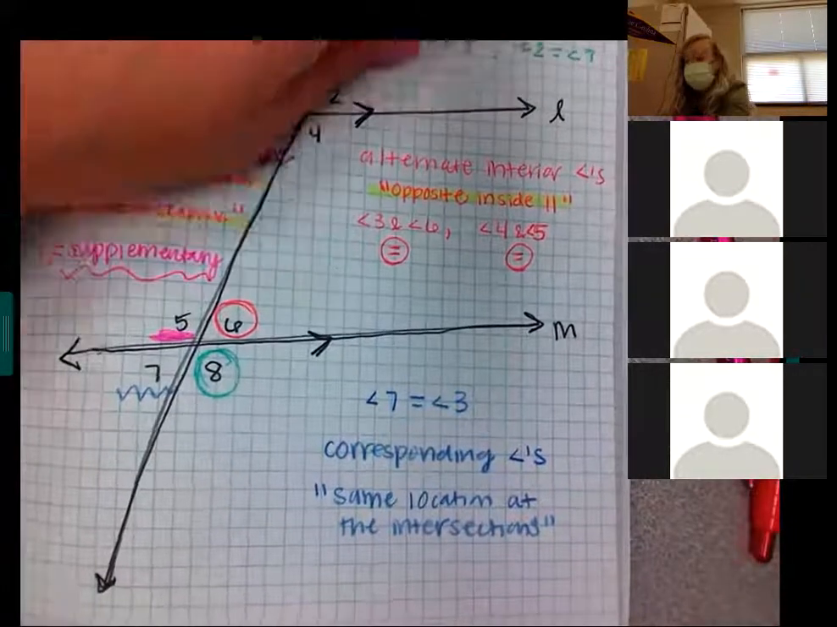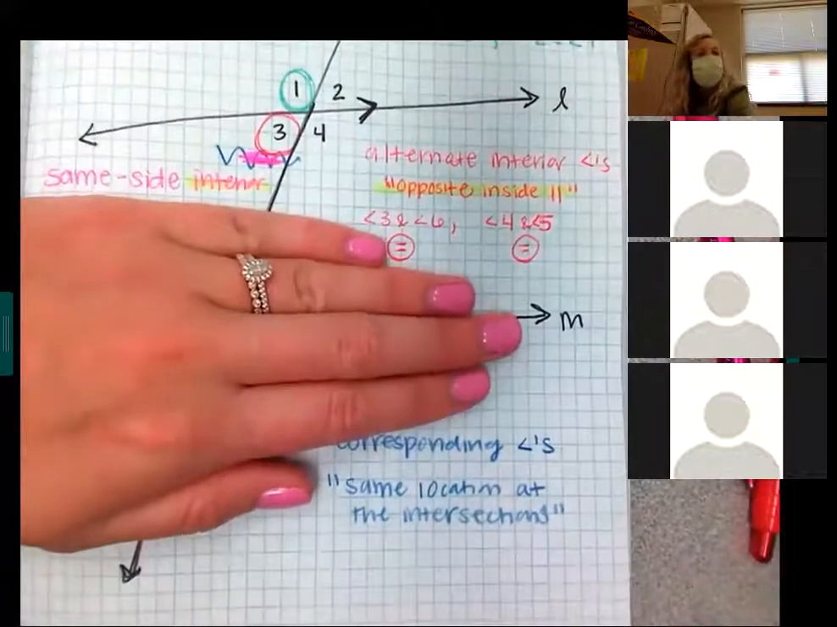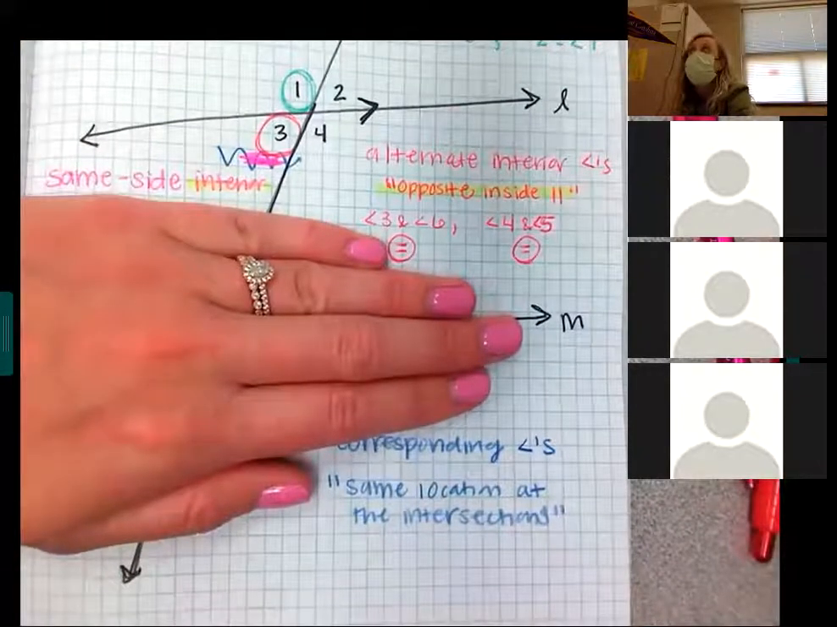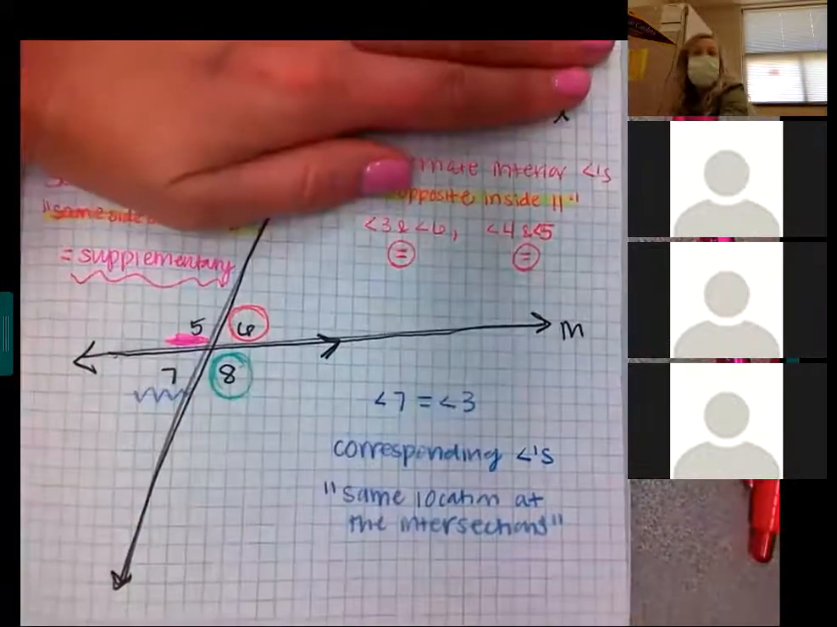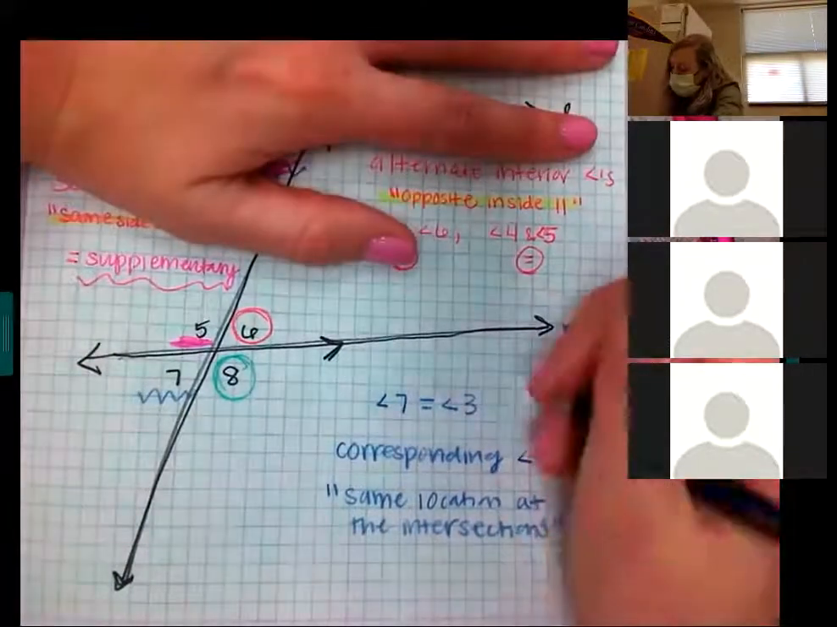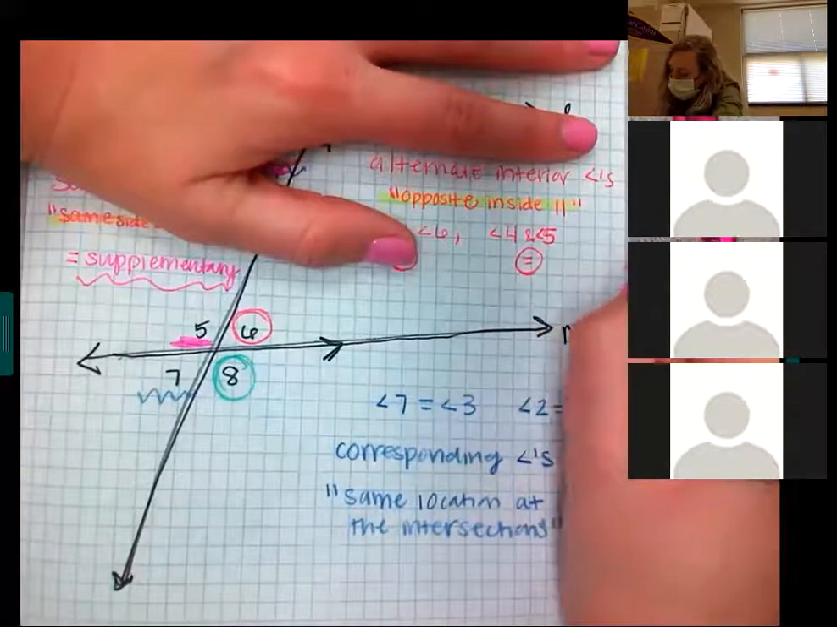Let's do 2. Everybody look at 2. What is 2 in the top? Right. Go to your other 4-way stop. What's in the top right? Good. So angle 2 has to equal angle 6.